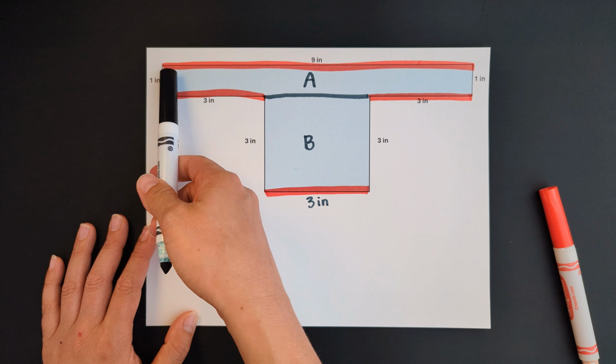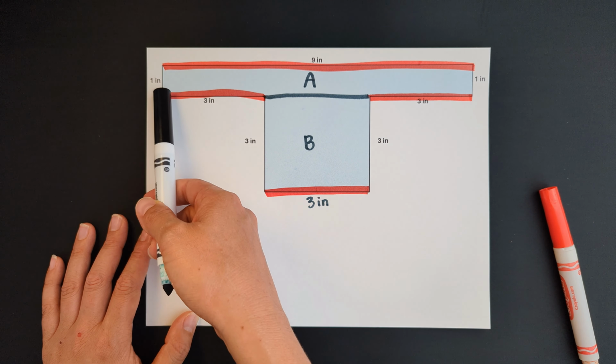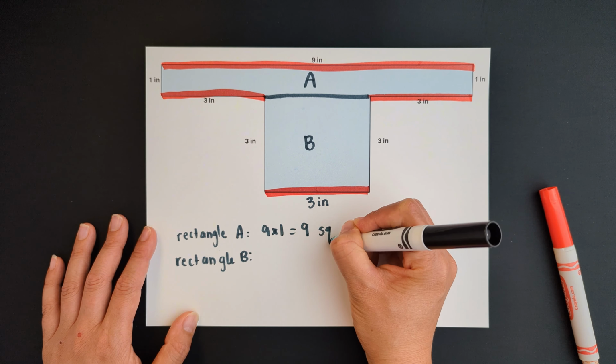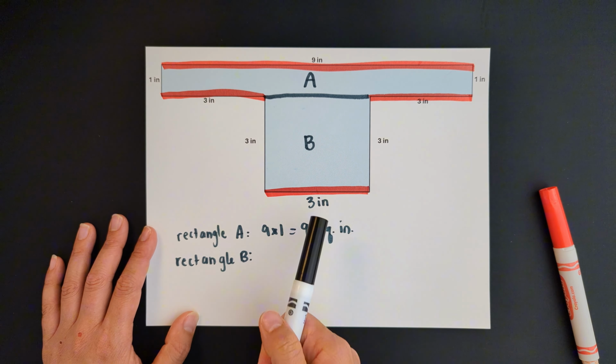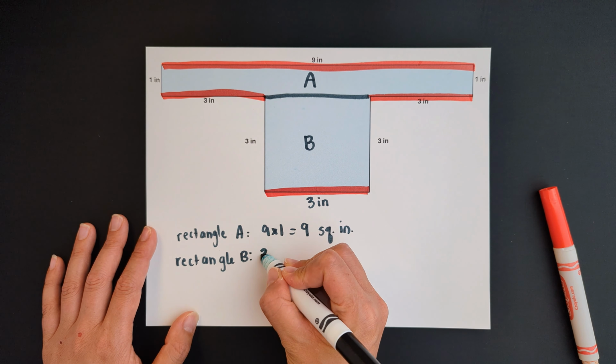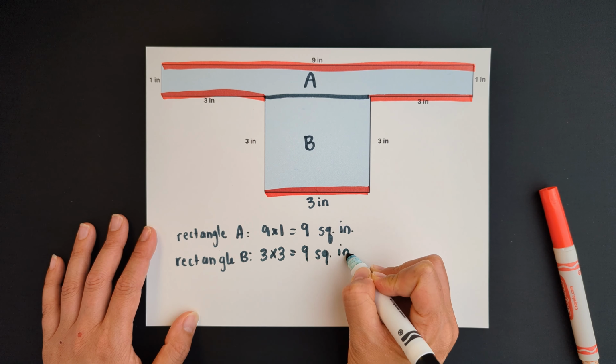So rectangle just A's area is 9 times 1, which is equal to 9 square, in this case inches. And then just looking at B, just B is 3 by 3. So 3 times 3 is equal to 9 square inches.